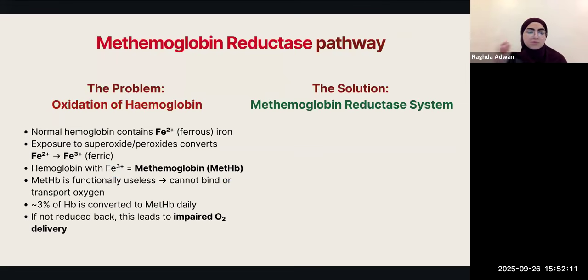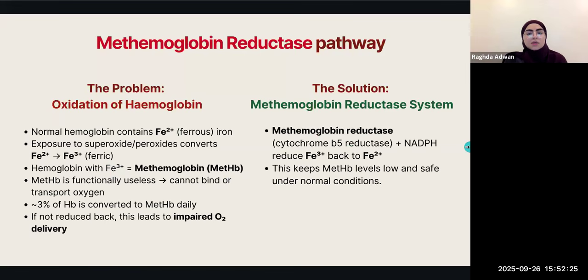From Fe3+, we need to reduce it back to Fe2+ to reverse the oxidation. How do we do this? We have a pathway with an enzyme. It's called methemoglobin reductase. Reductase means it reduces it from Fe3+ to Fe2+. This enzyme plus NADPH is going to reduce Fe3+ back to Fe2+, and this keeps everything normal and safe.